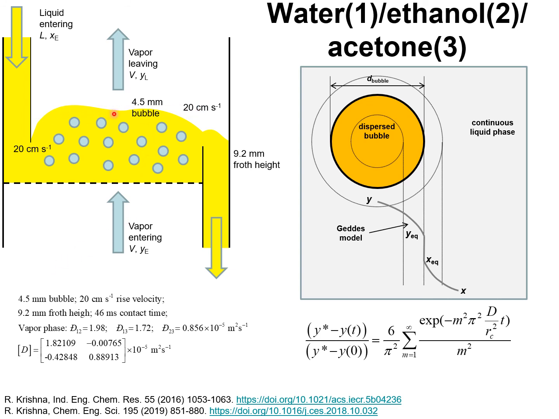The average froth height can be measured, and we take 9.2 millimeter froth height as a reasonably good estimation of the dispersion height on the tray. The contact time of vapor and liquid can be estimated from the rise velocity and the froth height, and we determine the contact time to be 46 milliseconds.